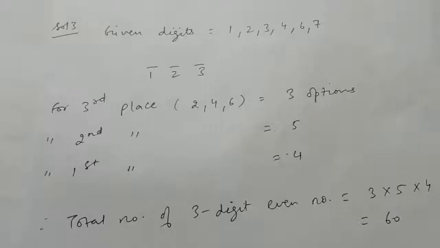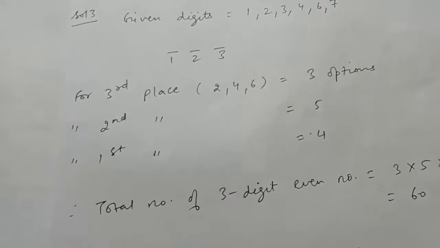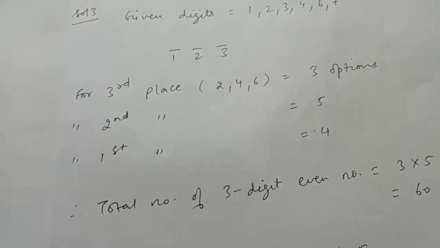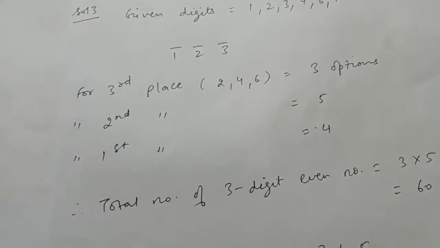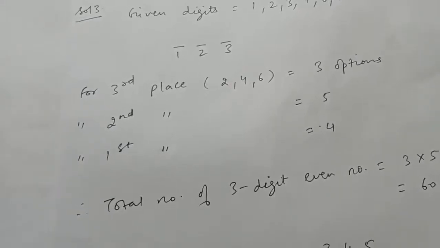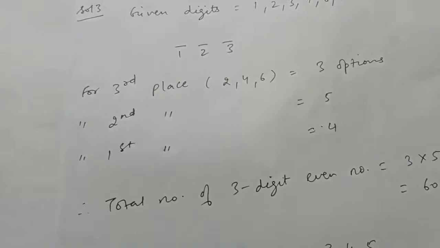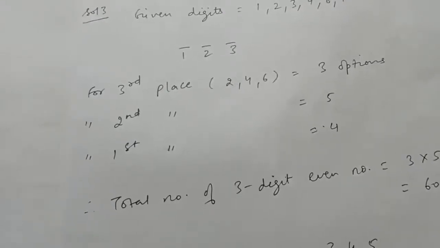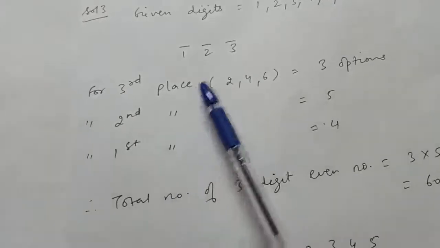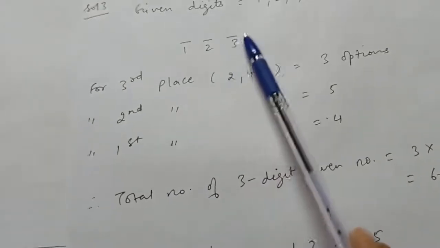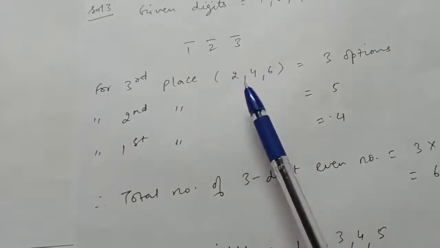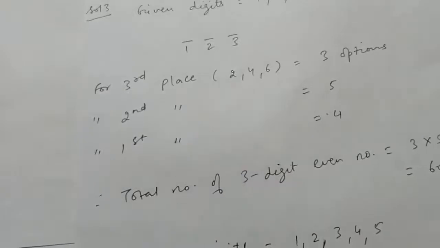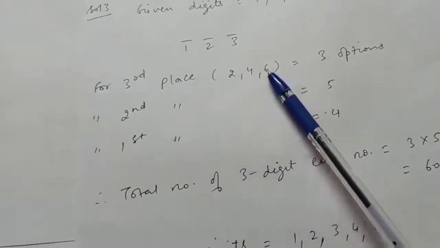Now in question number third you have to tell how many 3-digit even numbers can be formed from the given digits, which are 1, 2, 3, 4, 6, 7, right? So these are the digits given. Digits cannot be repeated and we have to find how many 3-digit even numbers can be formed. So see, at the third place, that is the unit place, only even digits can come because we are making an even number. So the options for the third place are 2, 4 or 6.